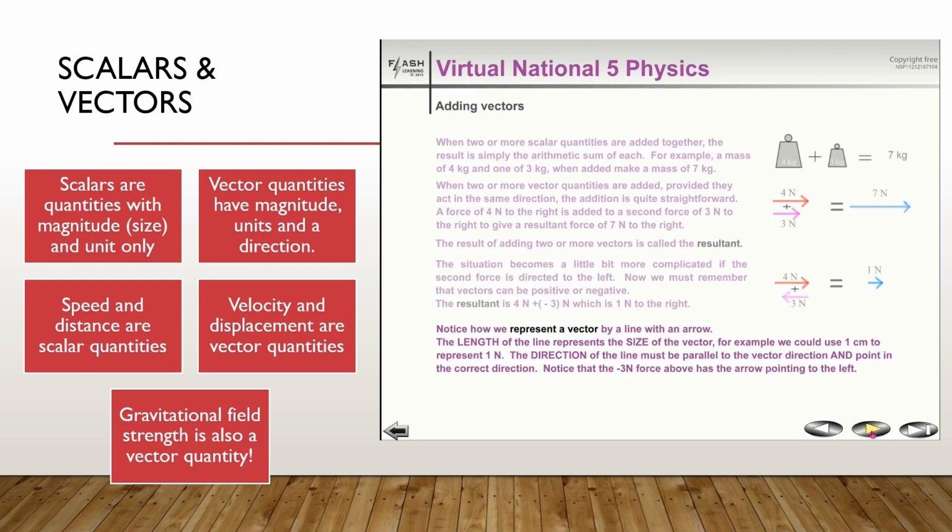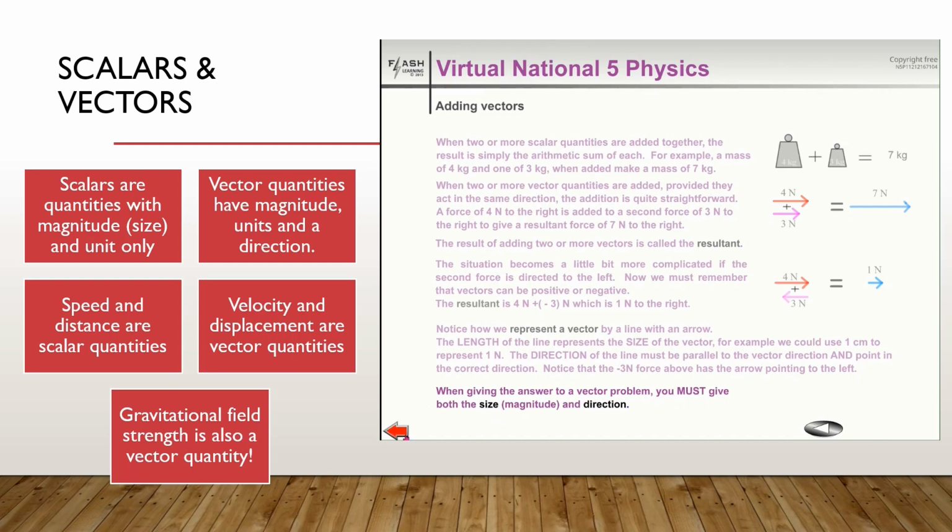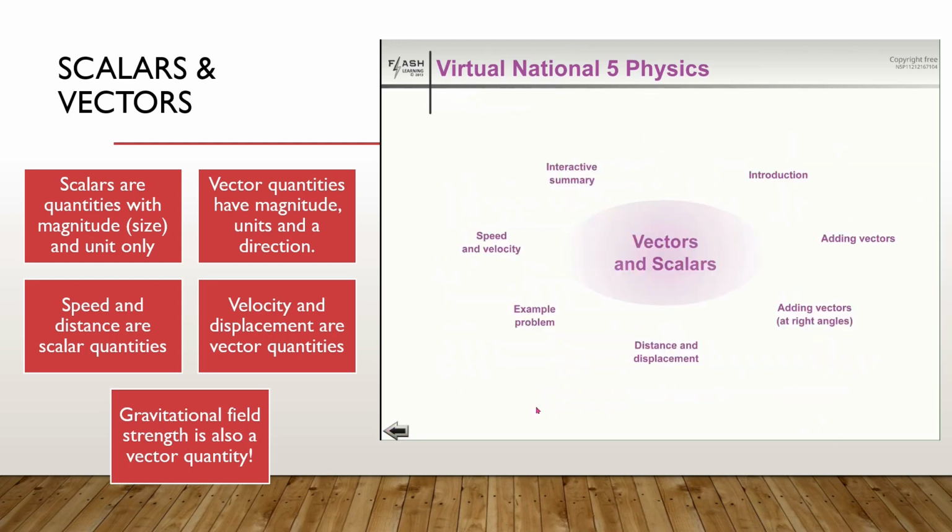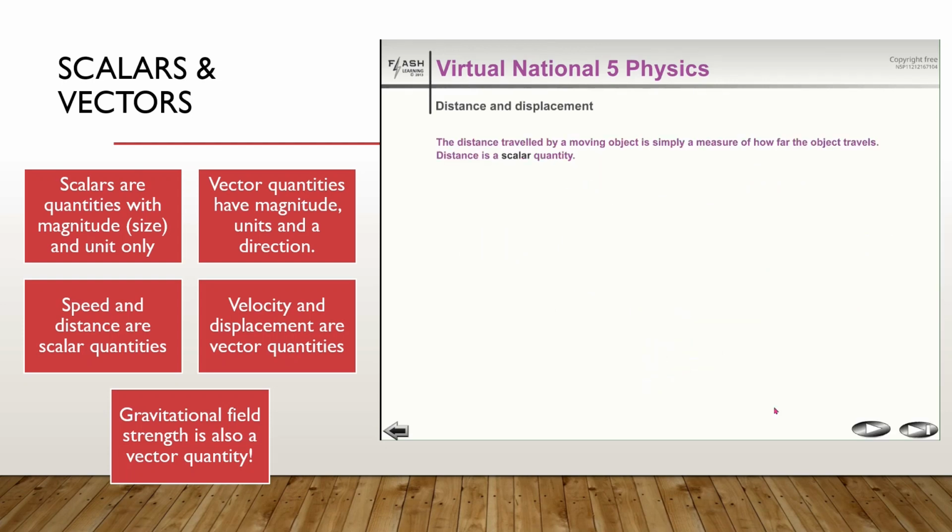You can do this by a thing called scale diagrams. If you drew a 4 centimetre line across the page and then did a 3 centimetre line back, that 1 centimetre line that would be left would be your resultant, or the overall force. Remember then, when you're giving an answer to a vector problem, you need to give the size, unit, and the direction, even if that's up, down, along. Okay, I won't for now go on and add vectors at right angles. These are the 2 common scalars and vectors that you've met already.